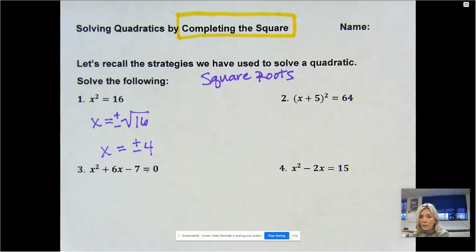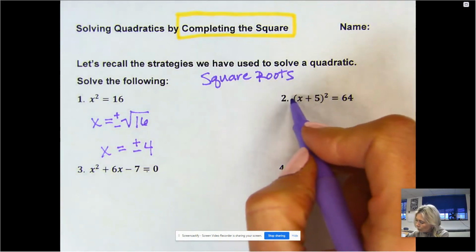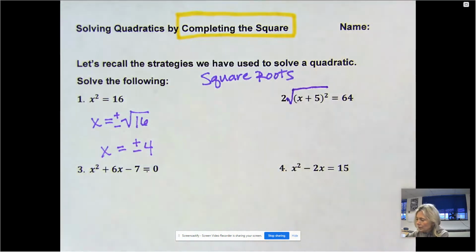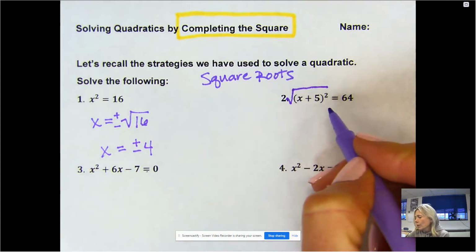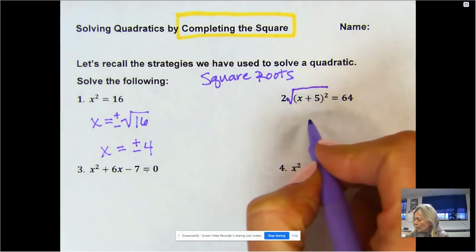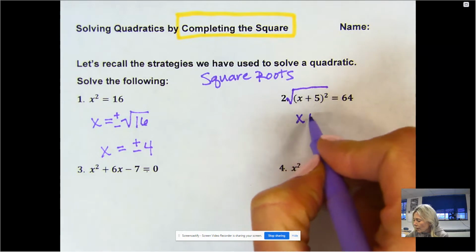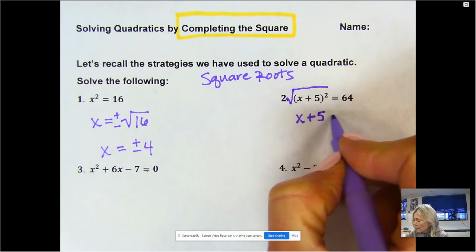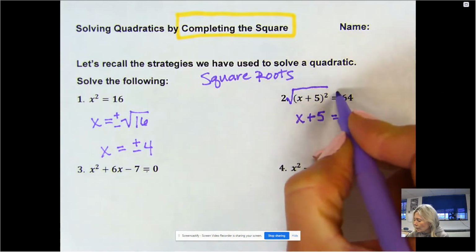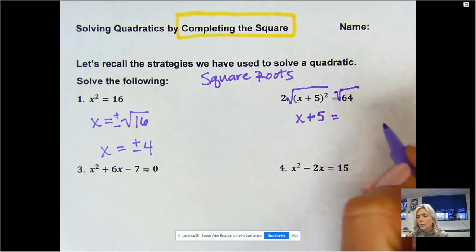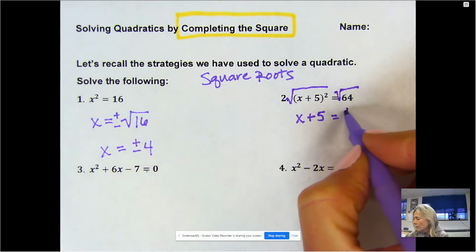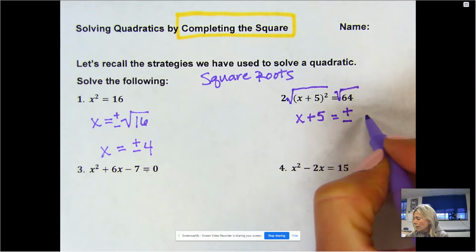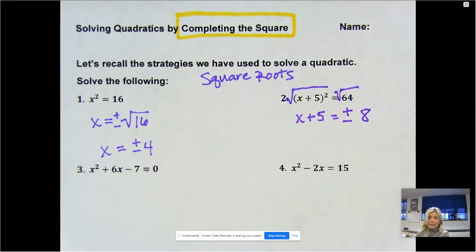Number 2, really similar. When we square root this side of the equation, we basically are just undoing the power of 2. So when we square root the quantity x plus 5 squared, we get x plus 5. And then same thing as over here, we're going to square root 64. And remember, there's a positive and a negative square root of 64. And the square root of 64 is 8.